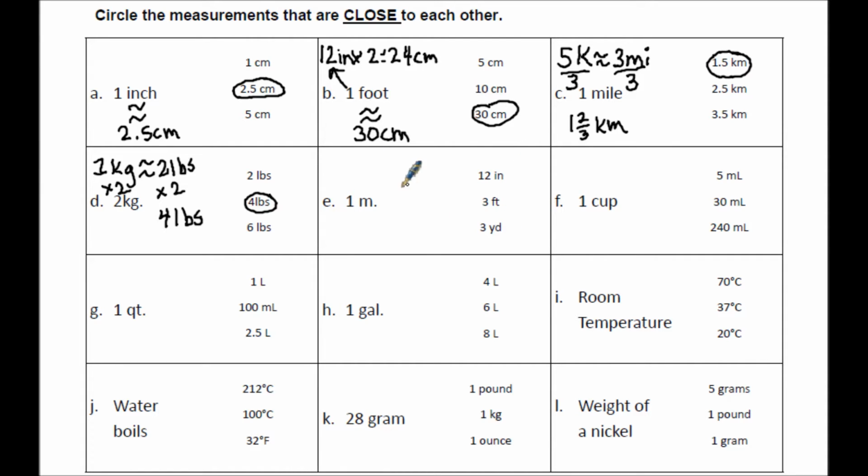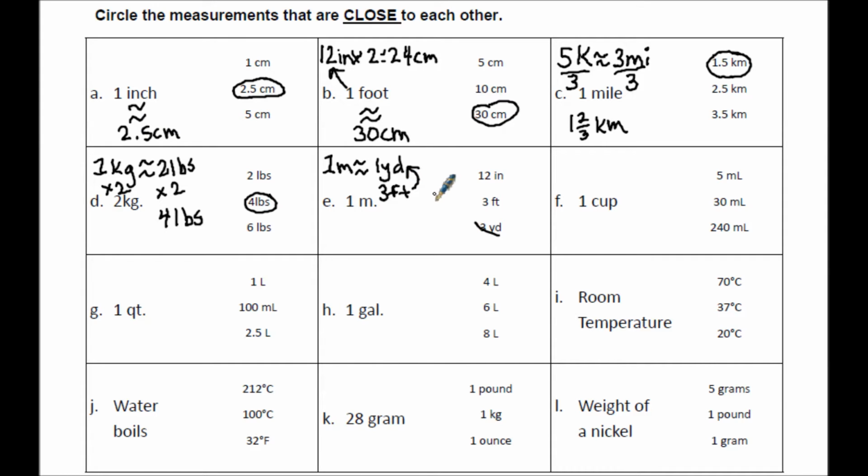1 meter, I know that 1 meter is about the same as 1 yard. So we know it's about the same as 1 yard, so it's not the same as 3 yards. And we know that 1 yard is about equal to 3 feet. So we know that 1 meter is about 3 feet.